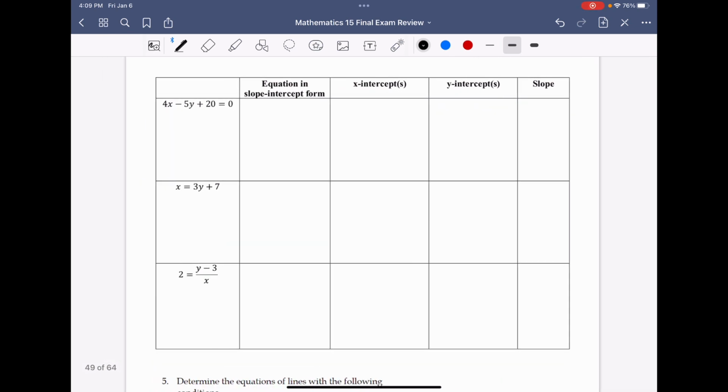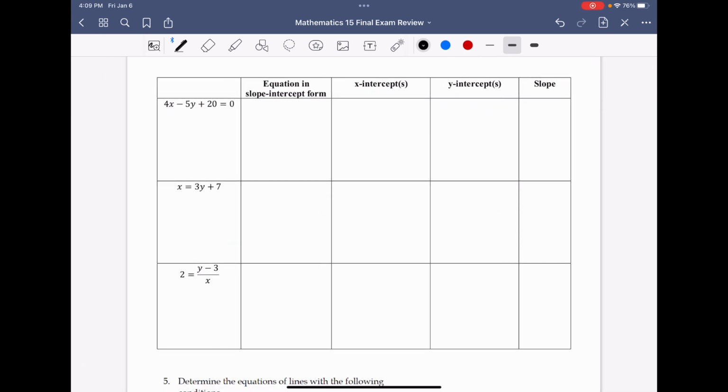All right, now with this chart, what they want us to do is, this appeared on one of your quizzes and it's definitely a good review for you. It's saying, what if I don't give you any graph and I want you to take an equation that's not in slope-intercept form and see if you can put it in slope-intercept form and determine some information from it.